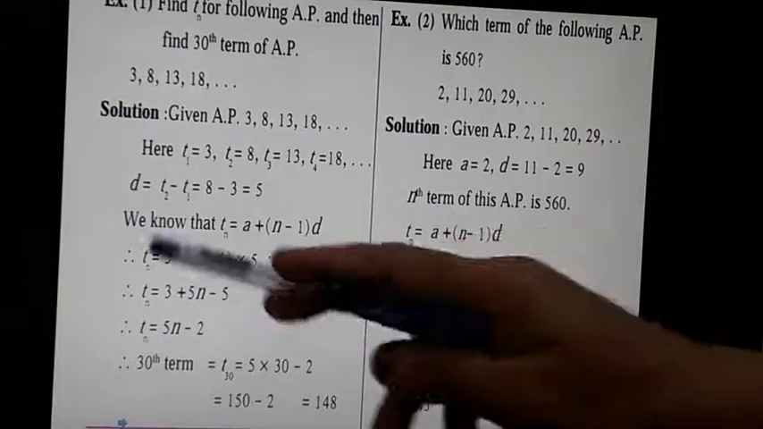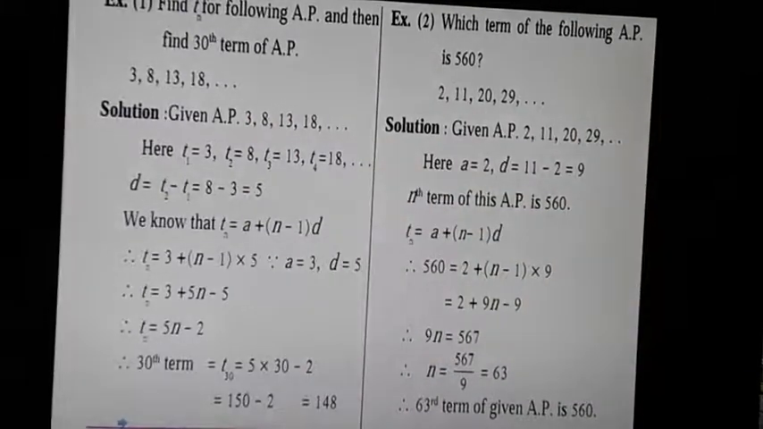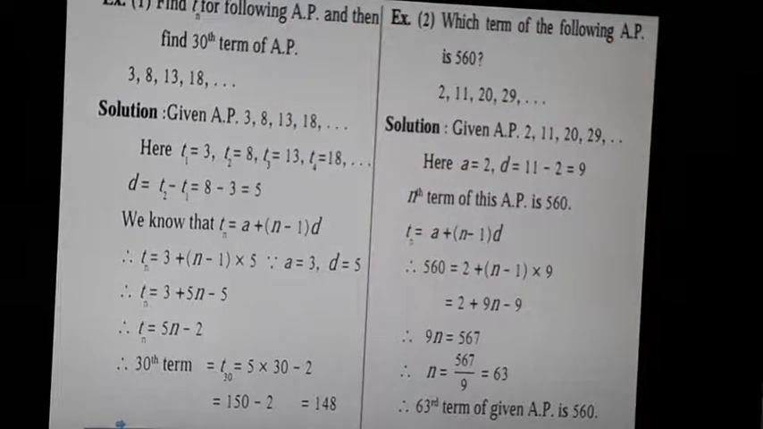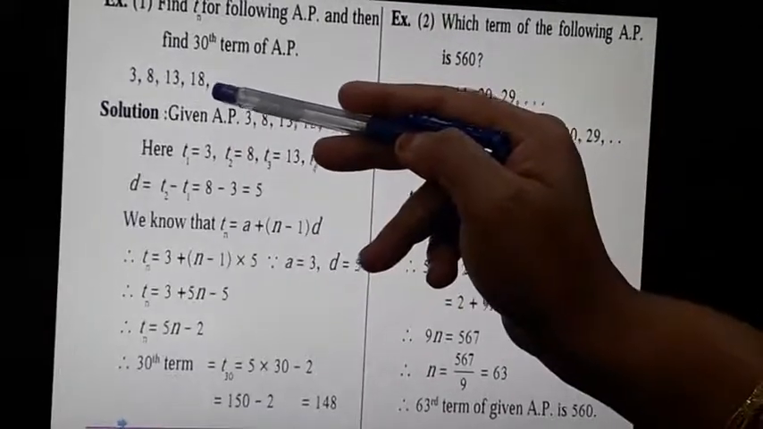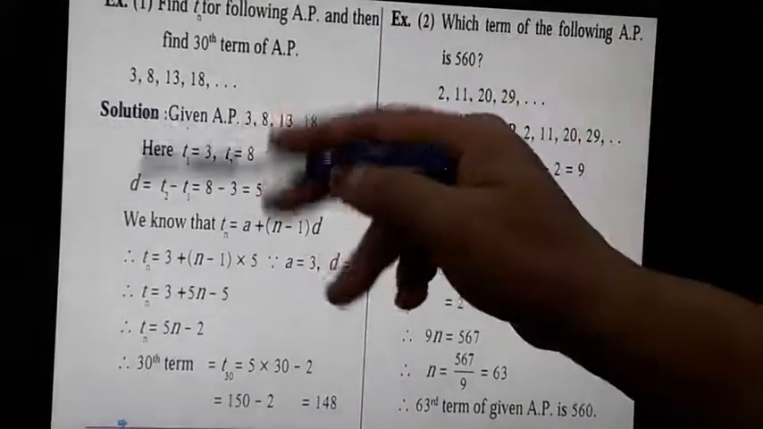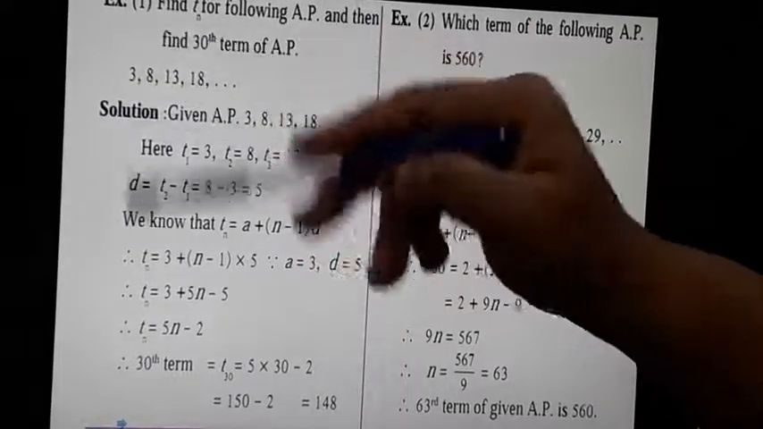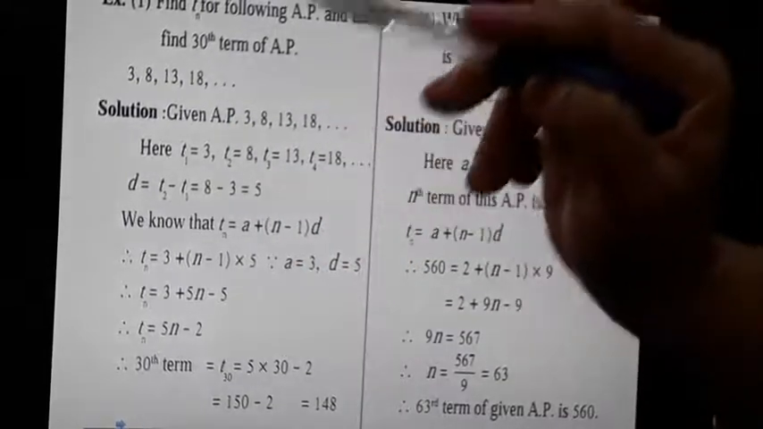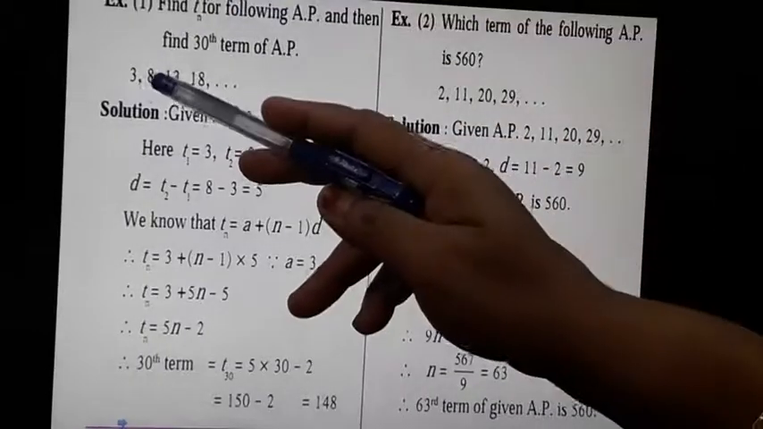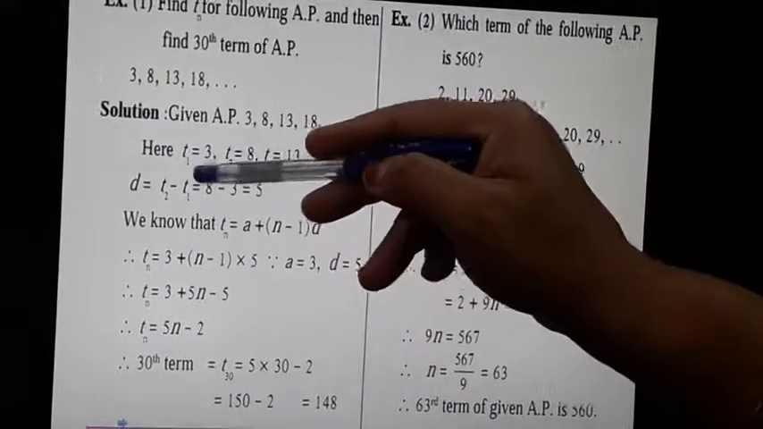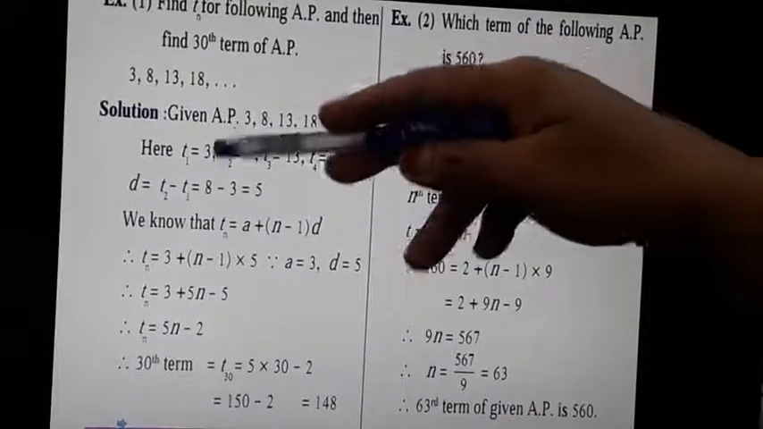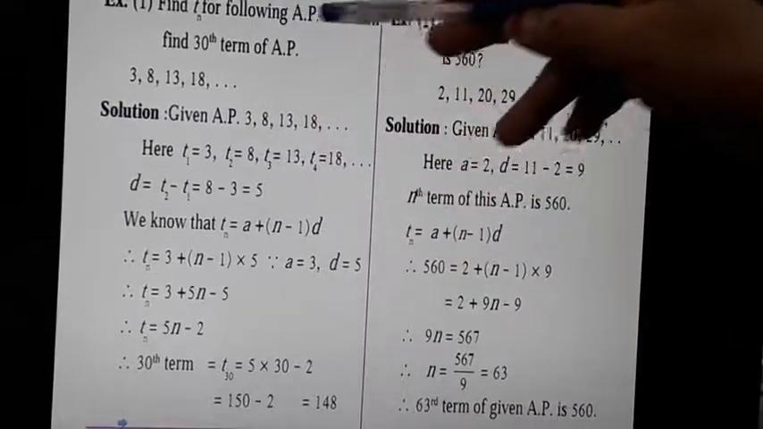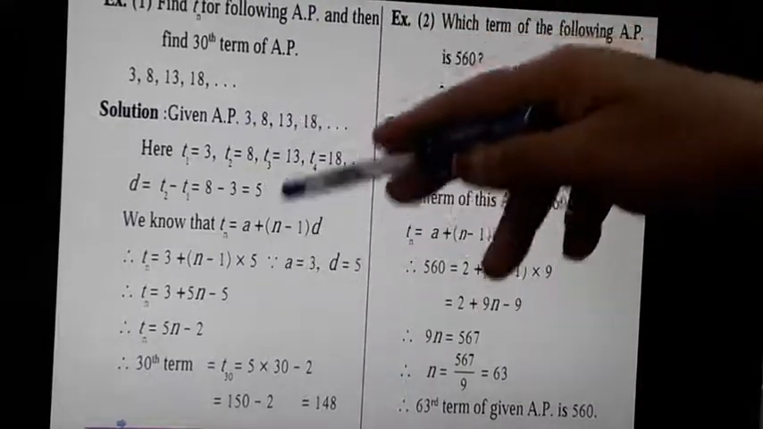Now see here. You have to find T of N first. Once you find T of N, you have to find the 30th term, that is T30. Now see, this is the sequence given: 3, 8, 13, 18. So from here, your T1 will be 3, T2 will be 8, T3 will be 13, T4 will be 18, and so on. So you got A here, that is your first term, that is 3. D will be obtained from T2 minus T1. Since the sequence is in AP, that means D will be constant all over.